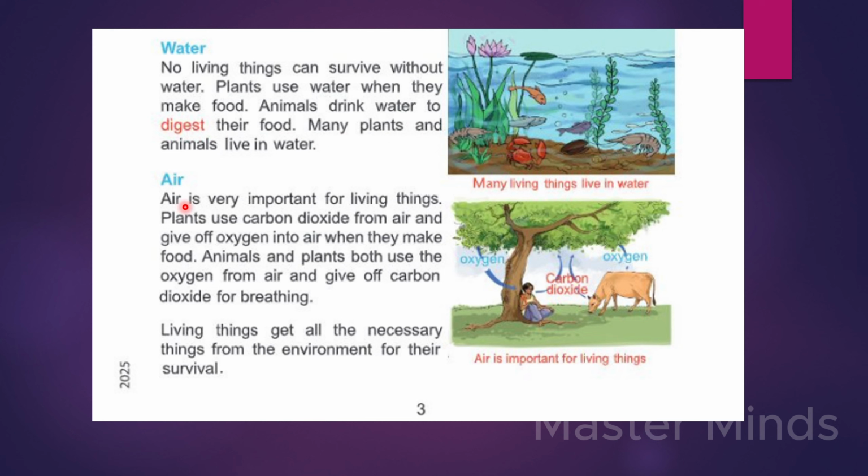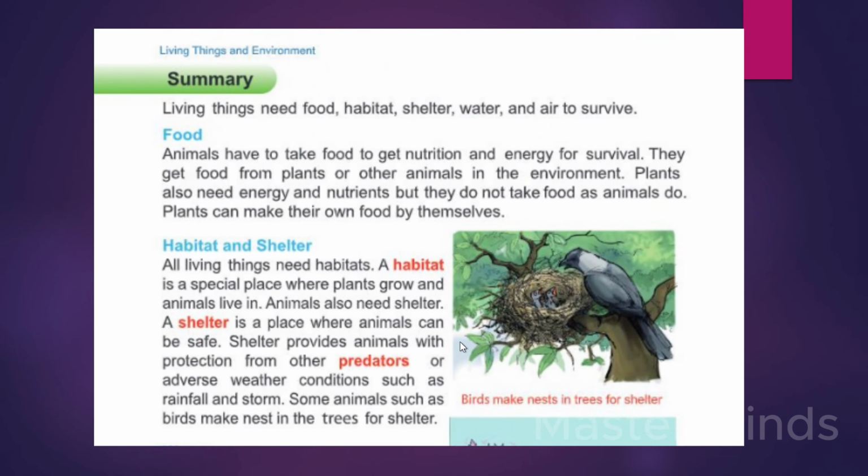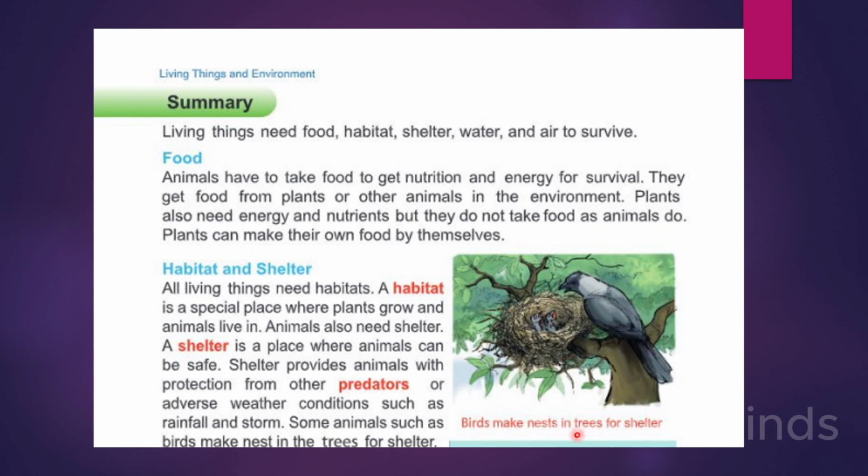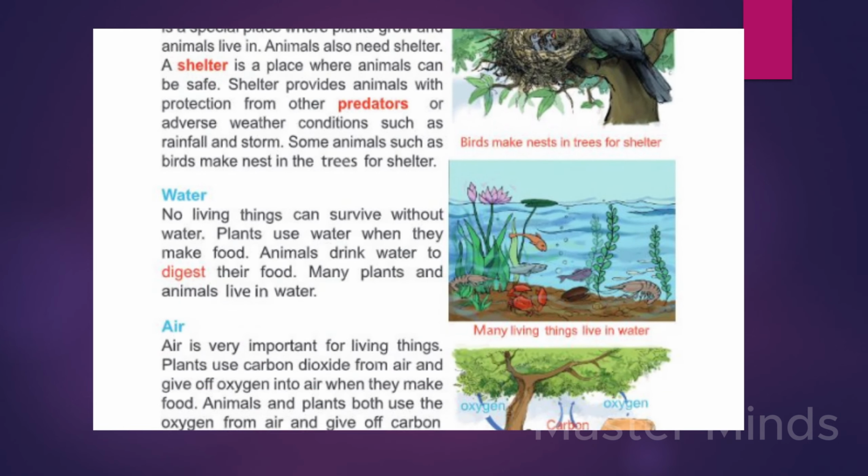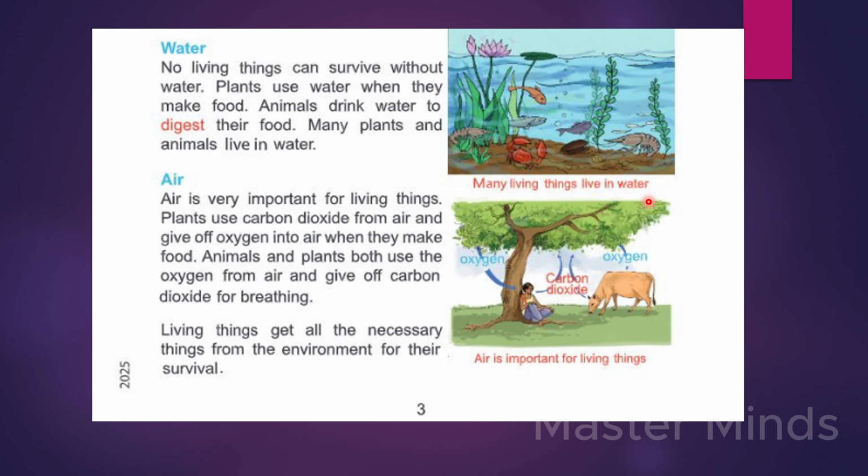Air. Air is very important for living things. Plants use carbon dioxide from air and give off oxygen into the air when they make food. Animals and plants both use the oxygen from air and give off carbon dioxide when breathing. Living things get all the necessary things from the environment for their survival. See the pictures. Birds make nests in trees for shelter. Many living things live in water. Air is important for living things.